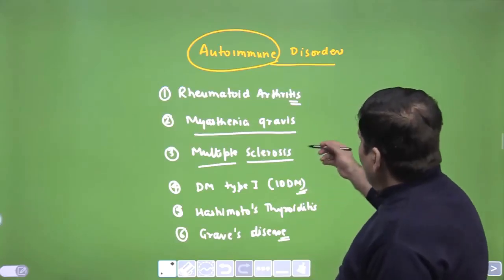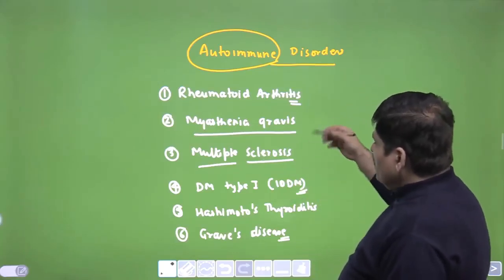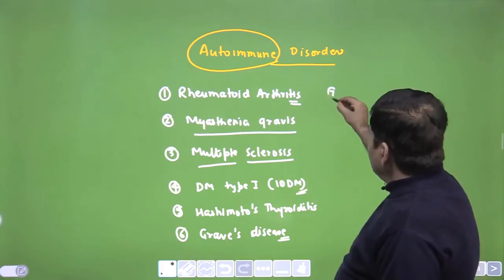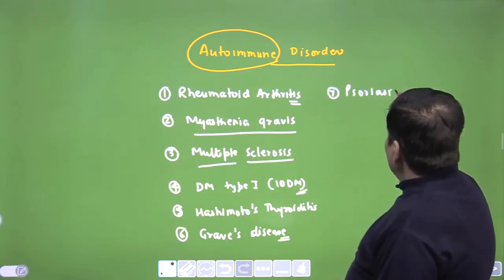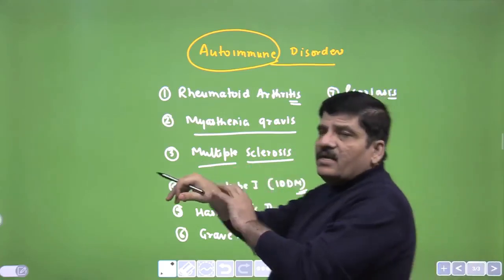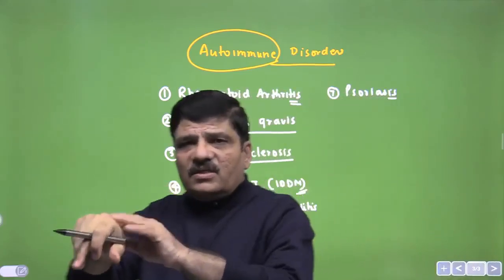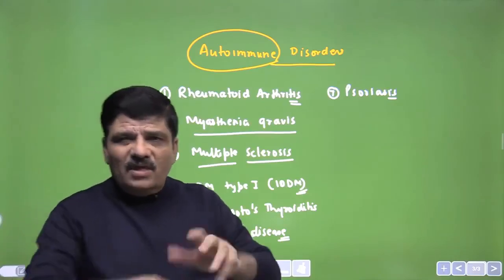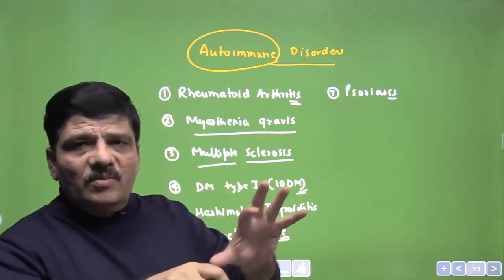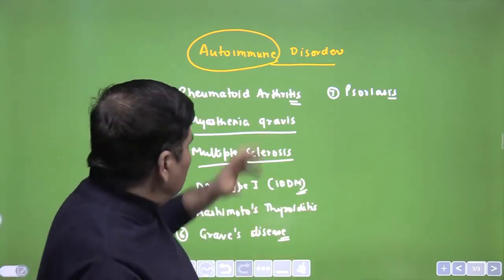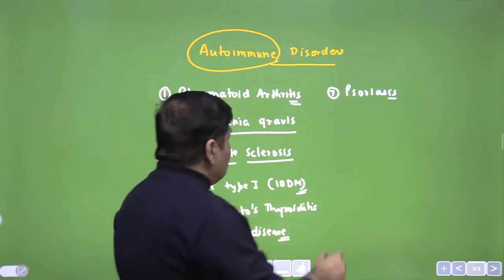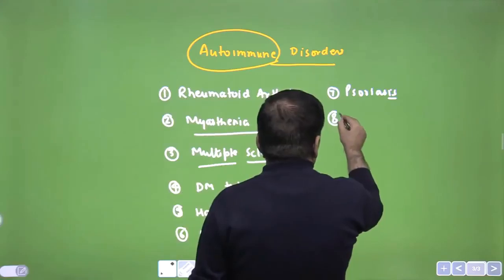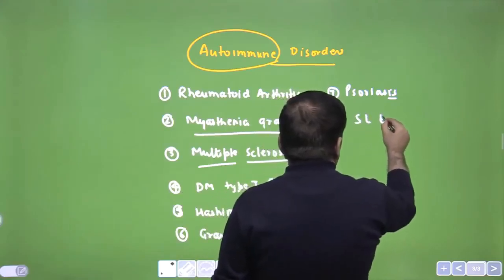And if I go on telling you some other important conditions, one would be psoriasis. In psoriasis, there are some scaly, very itchy lesions present on the skin. Sometimes they are red, sometimes they may become very scaly, and this is a very chronic skin condition called psoriasis.